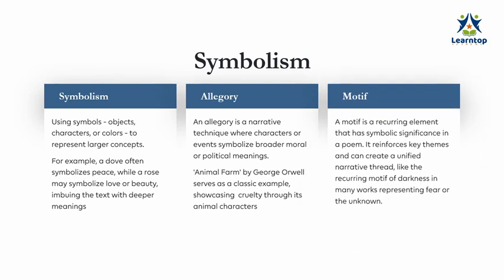Finally, the motif. It is a recurring element that appears again and again in a story or a poem that carries symbolic meaning. For example, the recurring motif of darkness in literature often represents fear, the unknown, or even death. Motif ties a story together by reinforcing key themes.